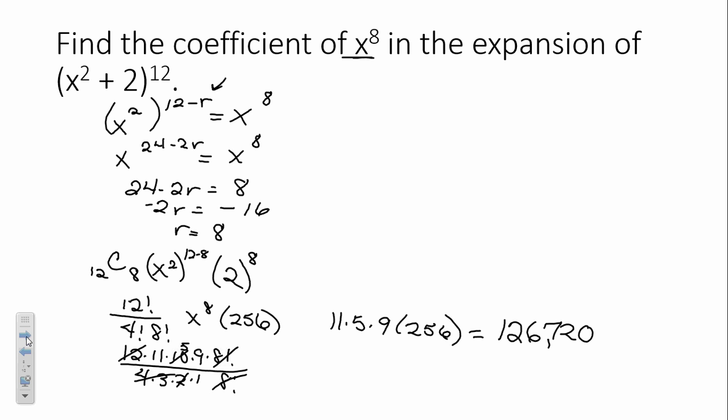You wouldn't have had to formally do this. I was using the notation. You could have said, okay, if this is going to be x to the 8th, then r's got to be 4, because 8 divided by 2 is 4, so r would be 4. Absolutely.